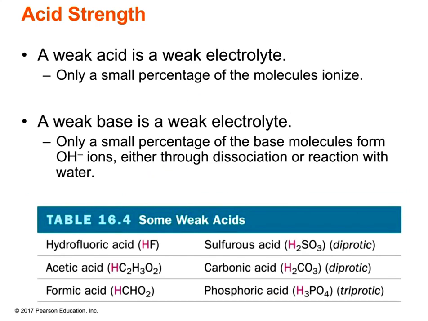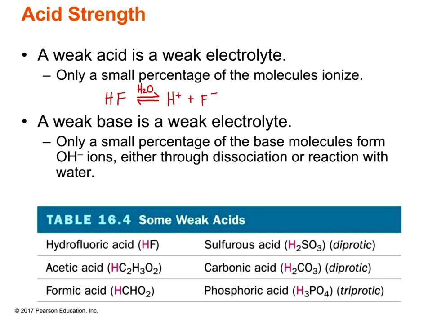Now, a weak acid is considered a weak electrolyte because only a small percentage of the weak acid is going to ionize in solution. So last time we saw the example of hydrofluoric acid. And I'm going to draw double arrows here because again, this is a weak acid, and what that means is the products, H plus and F minus, could recombine to form the original molecule. So this is actually a reversible process.